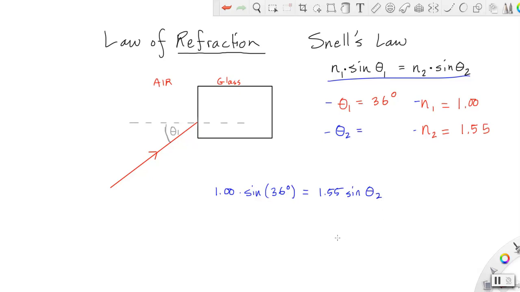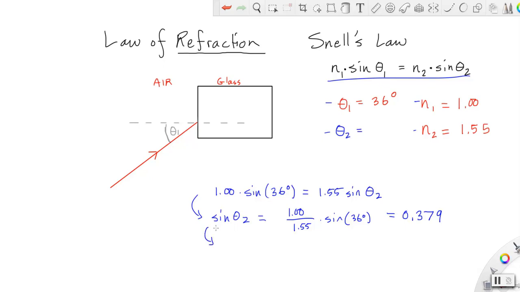The biggest problem that I see people run into here is that they switch the indices of refraction on accident just because they're not paying attention. So be careful about that. Alright, so this leads us to sine of theta 2 is equal to 1 over 1.55 times sine of 36 degrees, and that should give us 0.379.